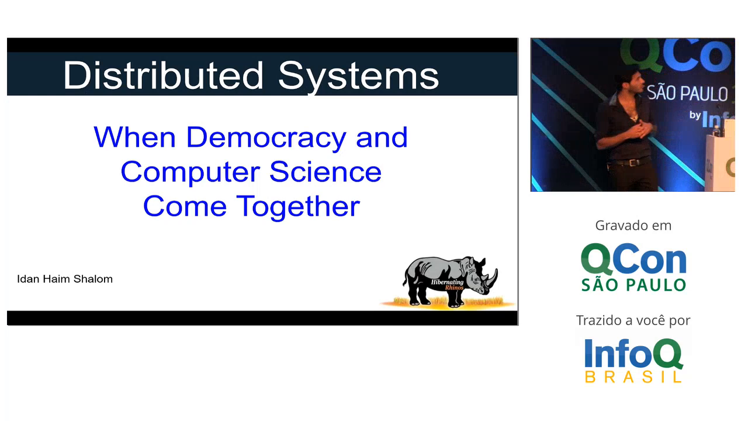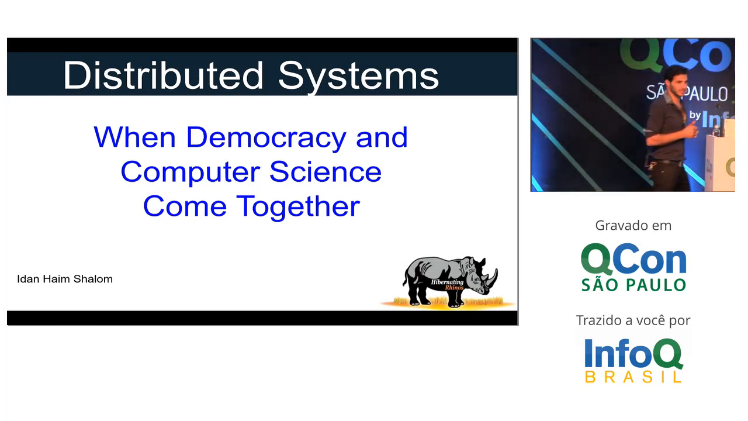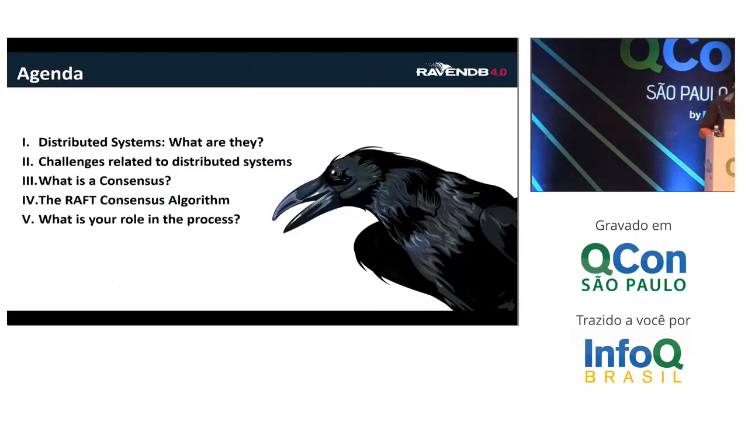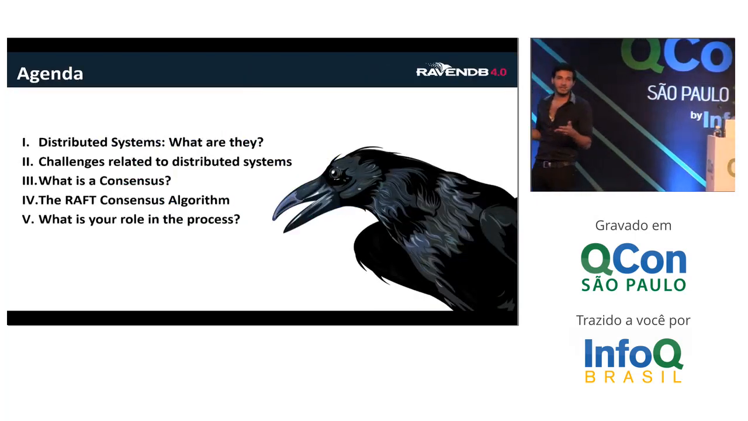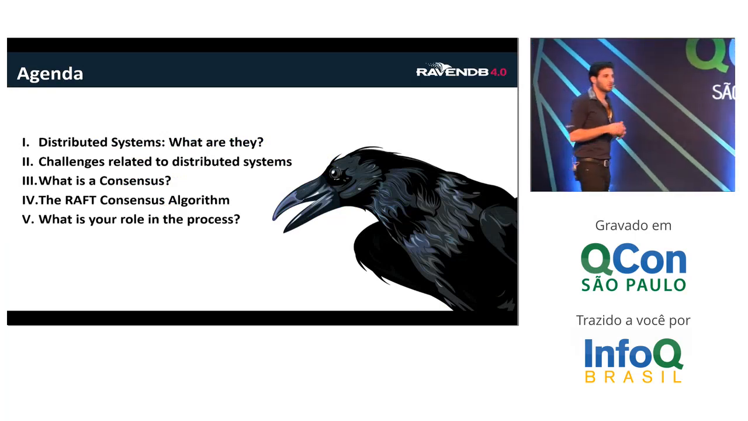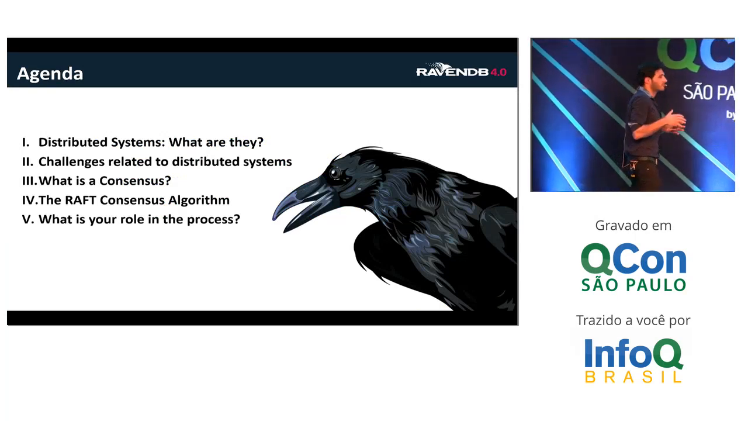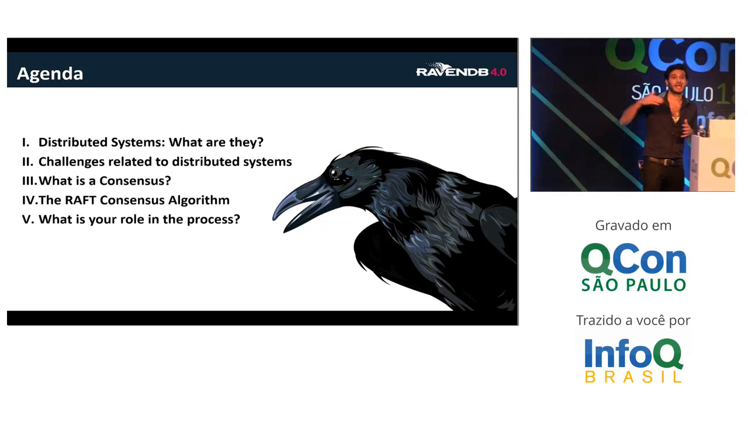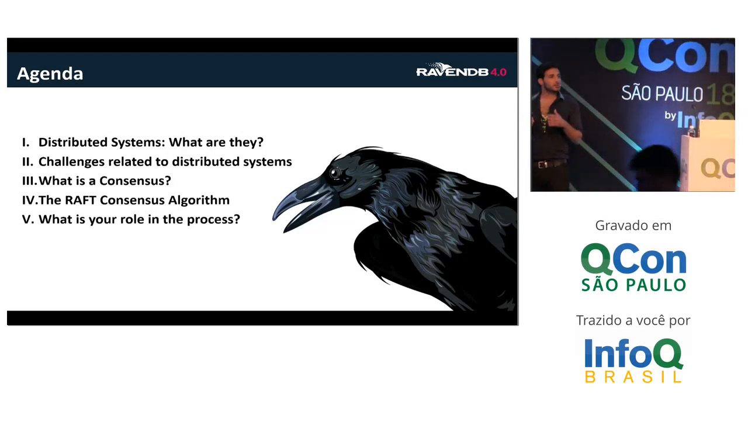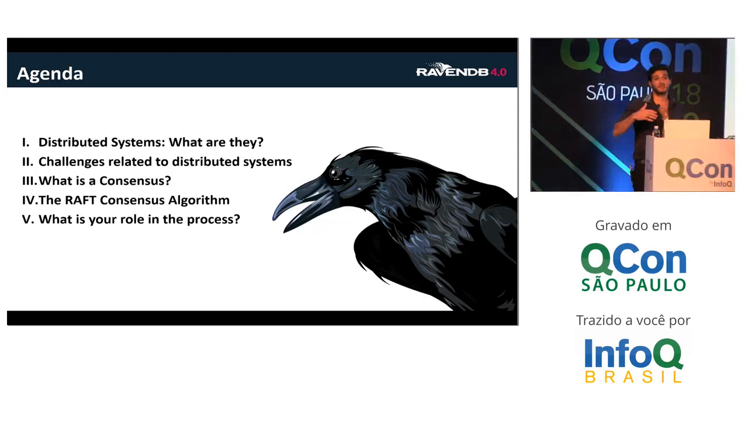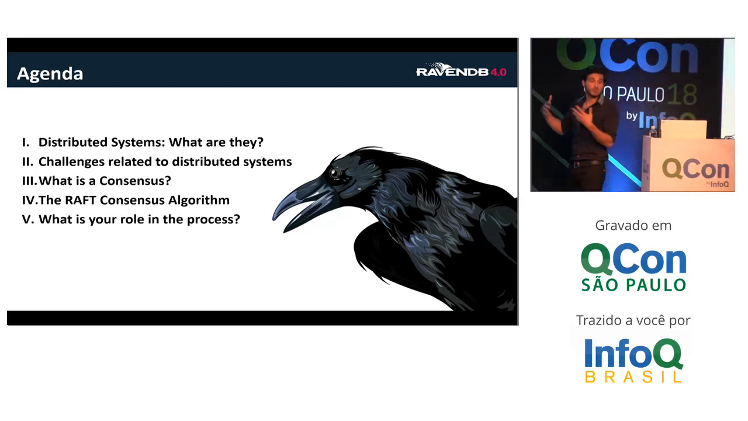Distributed systems: when democracy and computer science come together. And what does democracy mean in computer science? So what is on the menu today? I'm obviously going to talk about distributed systems. I'm going to show you a little bit of the challenges that we can encounter when we develop those systems. And I want to show you in the end how the Raft algorithm can help me achieve the safe and reliable system that I want to develop.